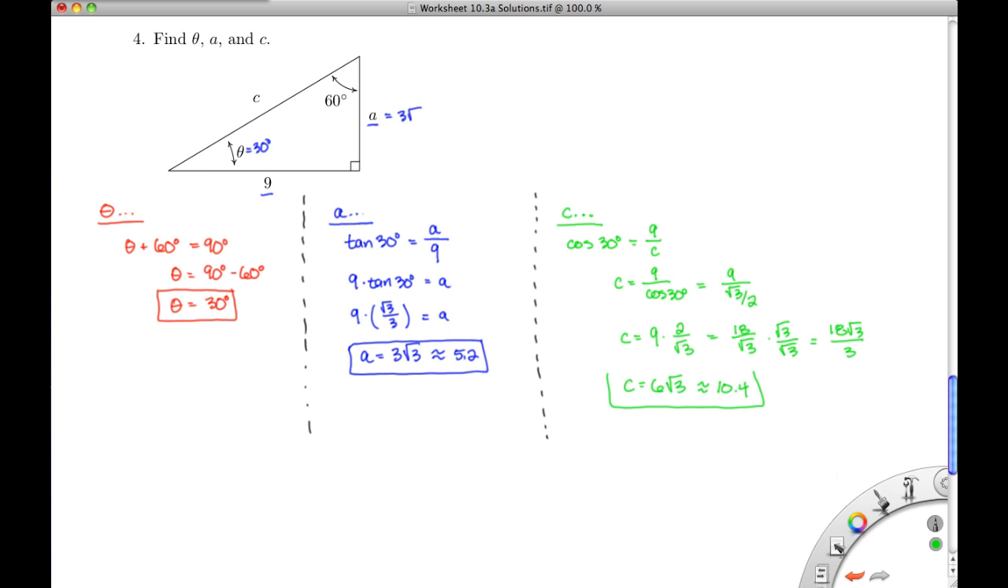Now this is definitely not the easiest way to approach it. Probably the easier way to do this is to use the Pythagorean theorem. But we've probably done that a bunch, so thought we'd try something different. So that's totally up to you to find C. But you should have gotten a value like that anyway.